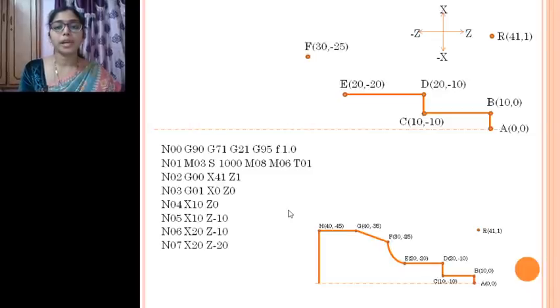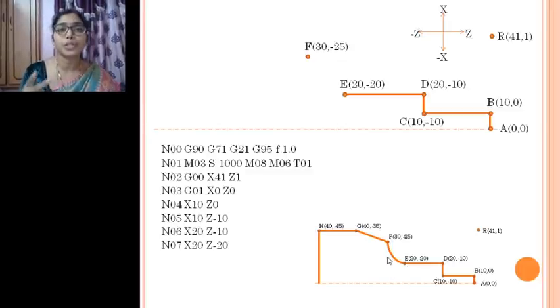Now the next point, if you take this F point, what is this path? It is in a circular motion. If you observe from E to F, it is circular. It is no more linear. So the G code will be changing here. Now what is the G code for circular motion? In circular also we have two codes, G02 and G03.